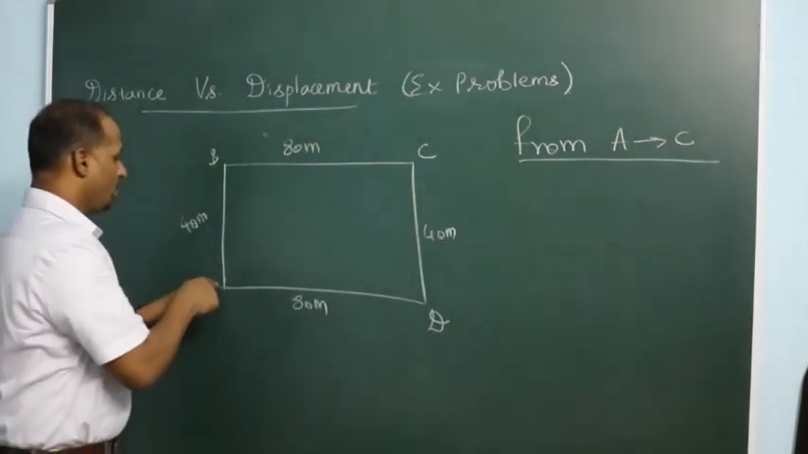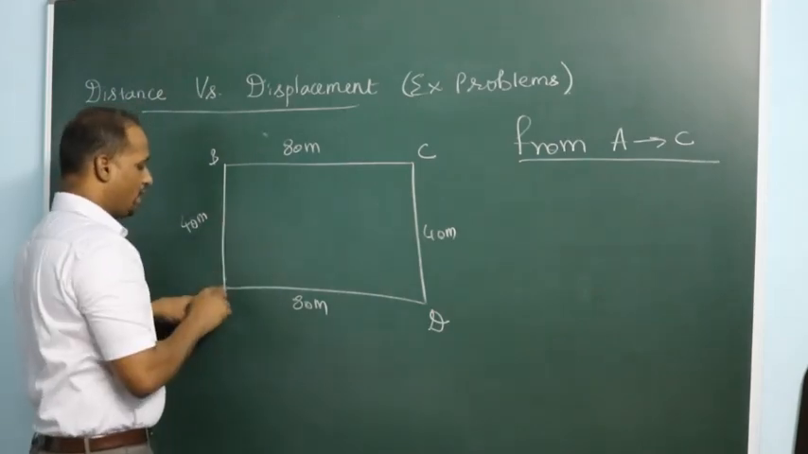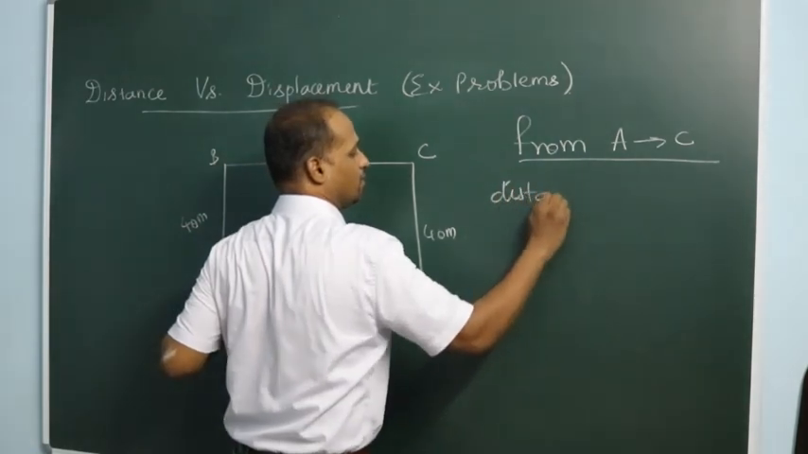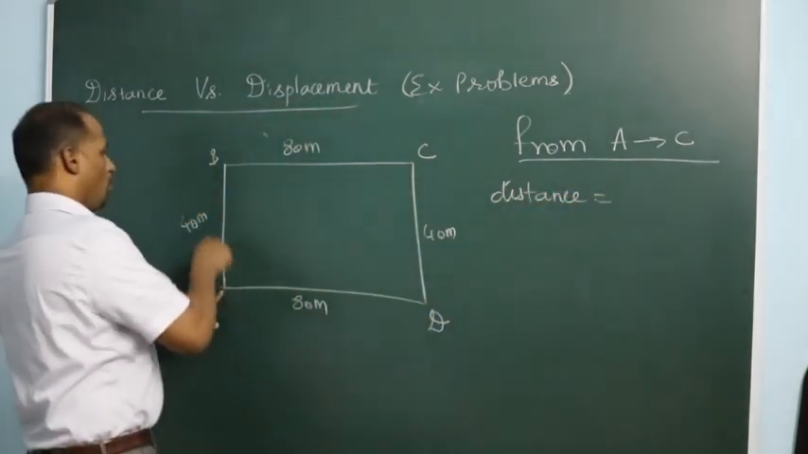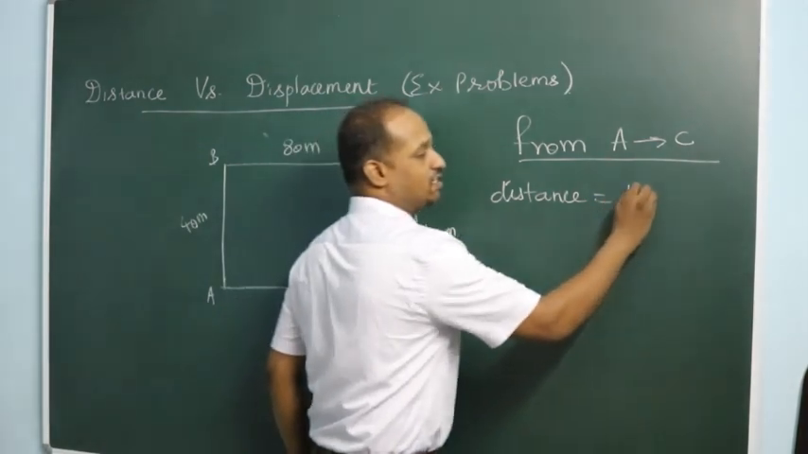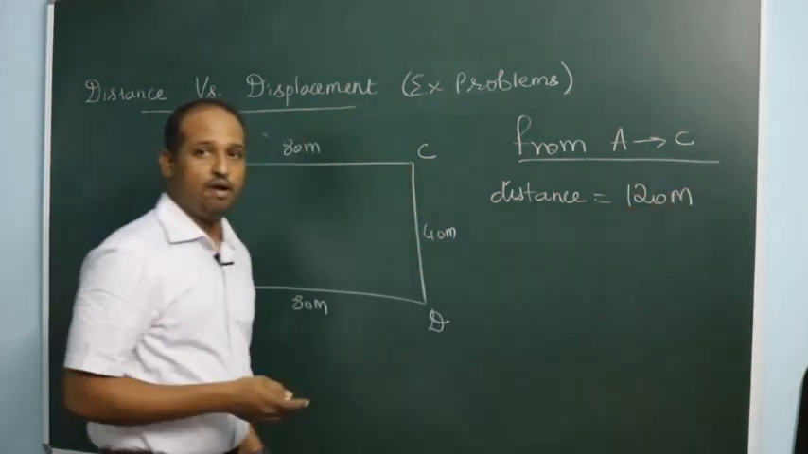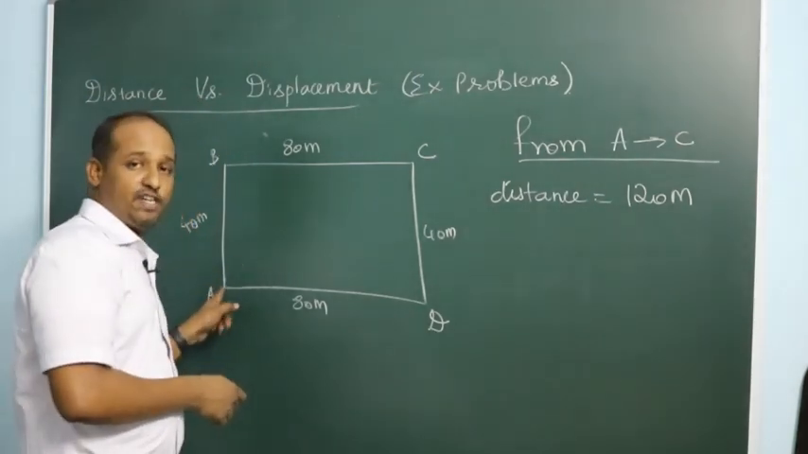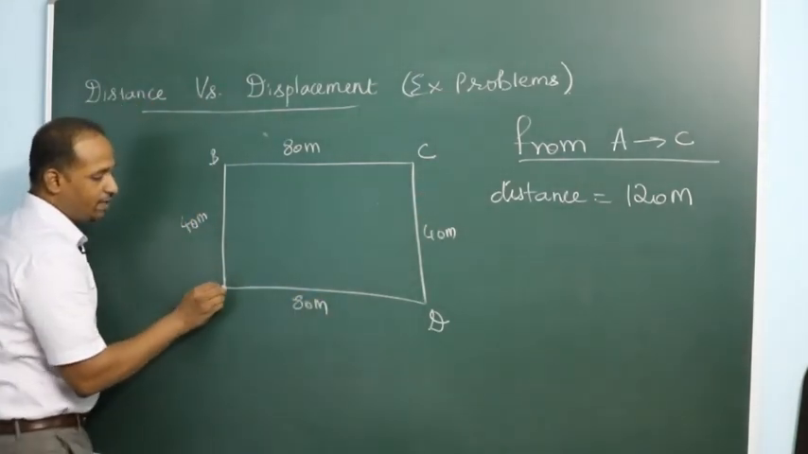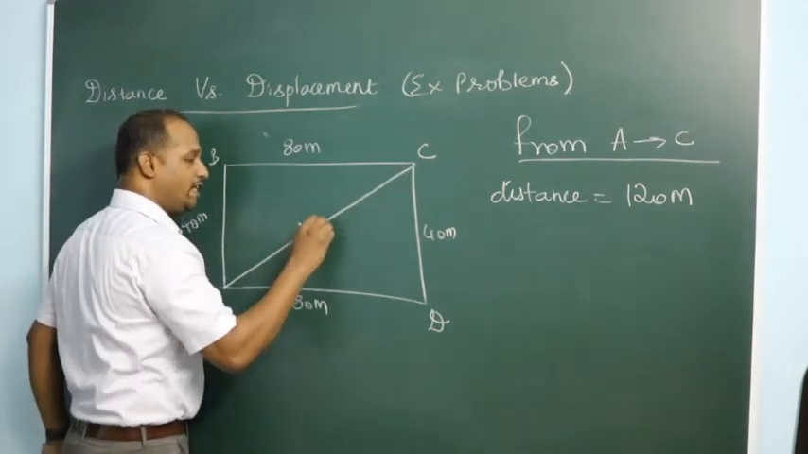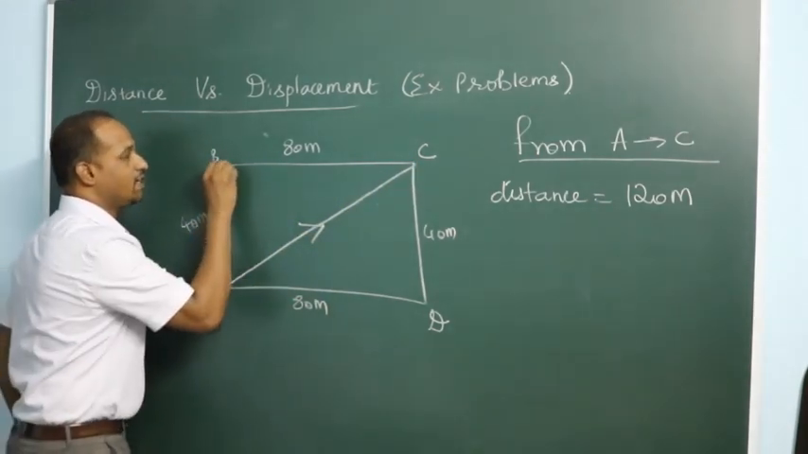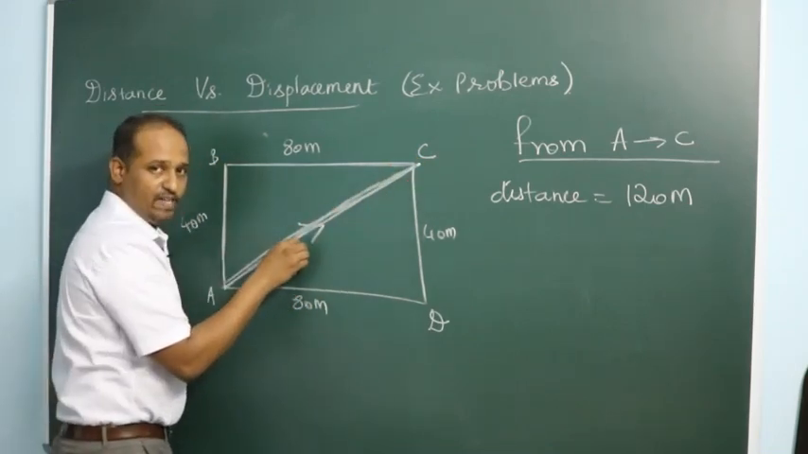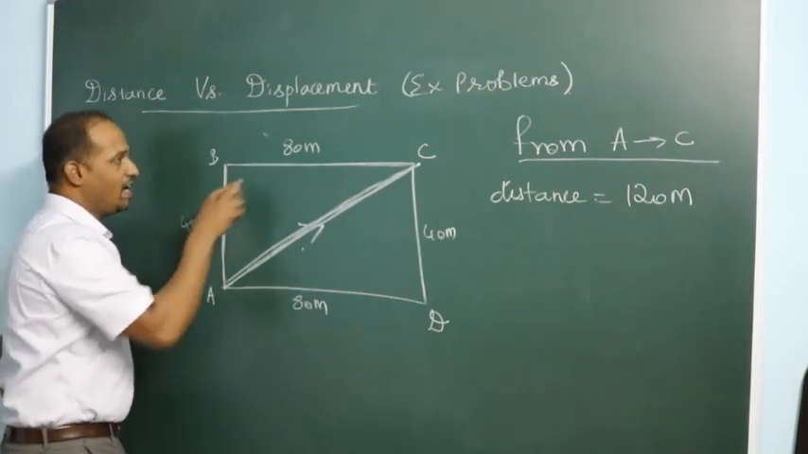When he walks from A to C through B, he has to walk like this, right? So the distance is 40 plus 80, which is 120 meters. But the displacement is the shortest distance or a straight line distance from the initial point to the final point. If you connect the initial point to the final point with the help of a straight line, you would see this is a right angle triangle with largest side being our displacement, and these two sides are 40 and 80.